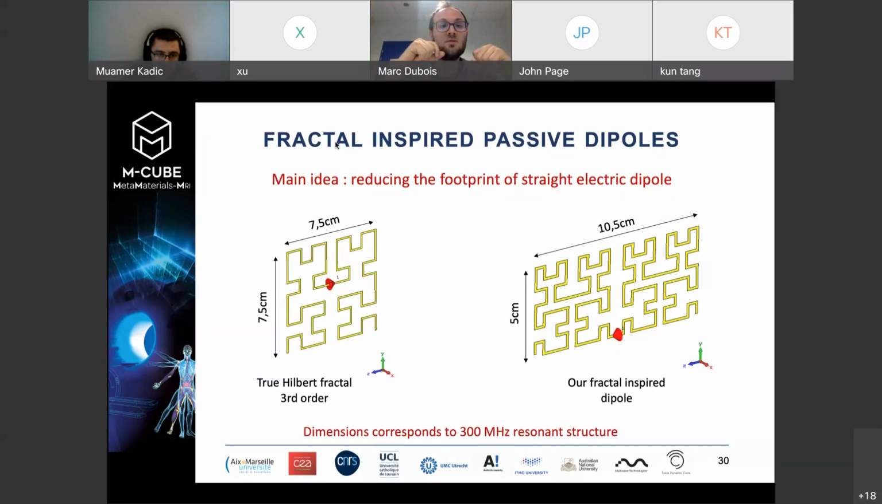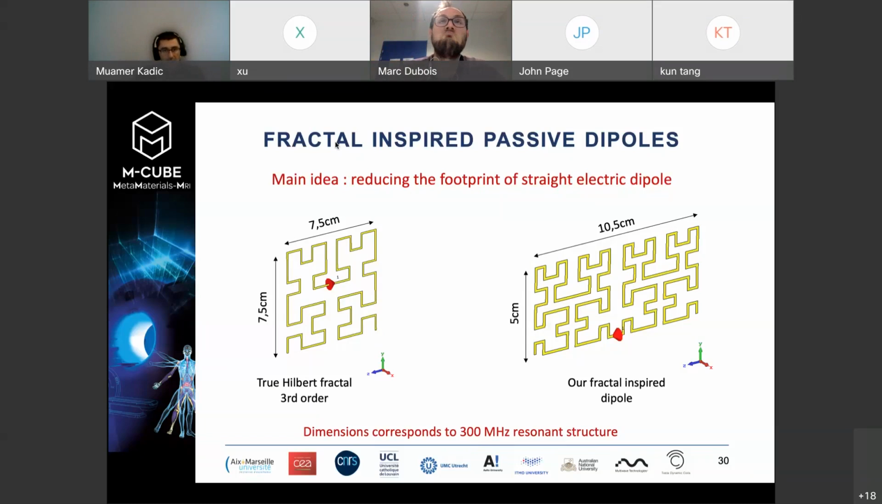And that's why we went into this fractal design, because the small details of the pattern, I think, do not matter very much. But the fact that we are meandering this line to have this electric dipole behavior, but in a footprint that is much reduced, that's what we were looking for when we explored this fractal design. It's mostly just to have the antenna that is still working, but on a space that is much smaller.